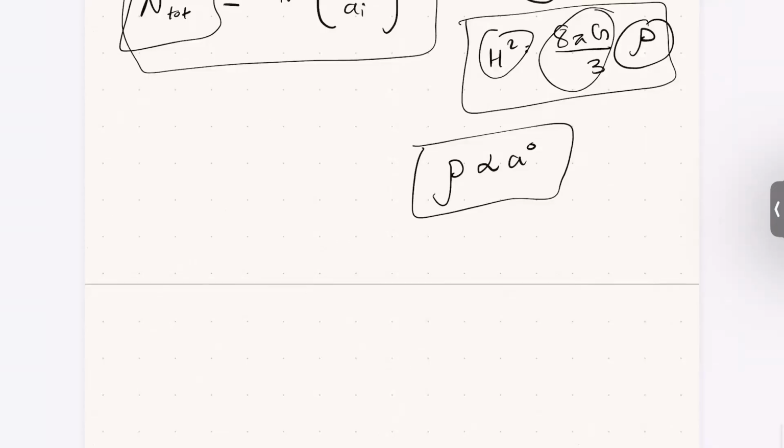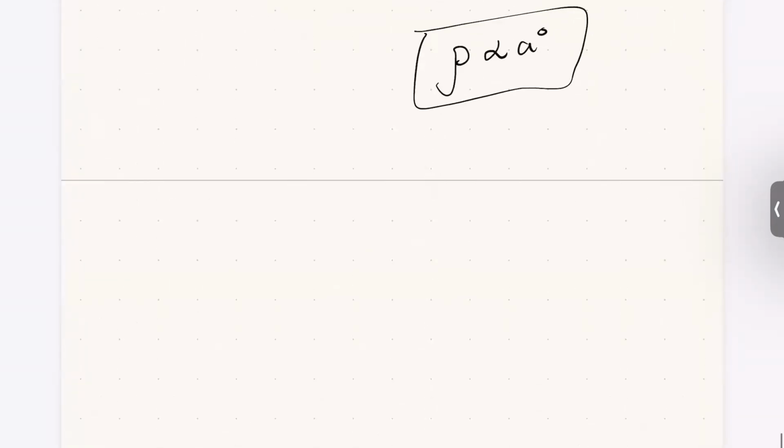And once you compute this number of e-folds, you will find, again, I'm skipping the derivation, but it's in my notes. So if you want to take a look, you can do that. You'll find that this gives you the following expression.